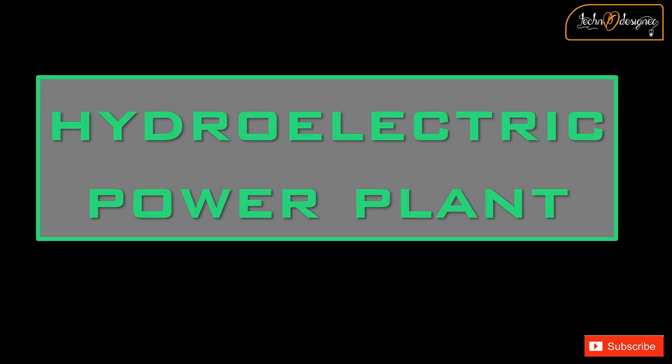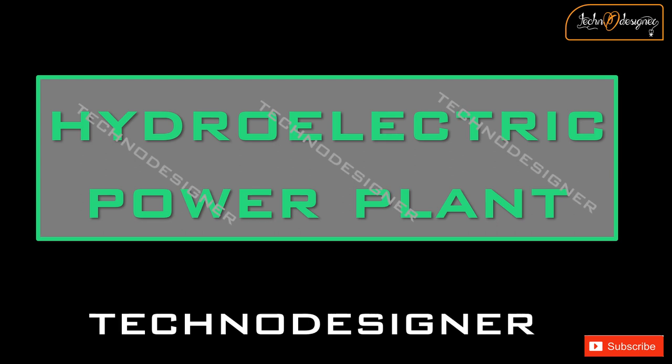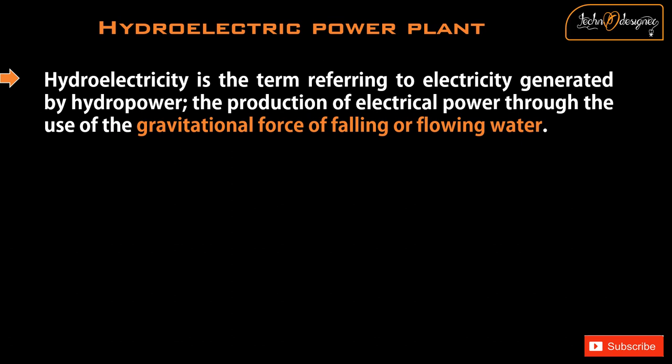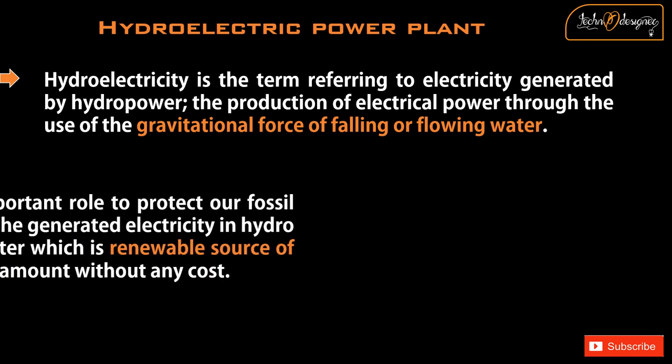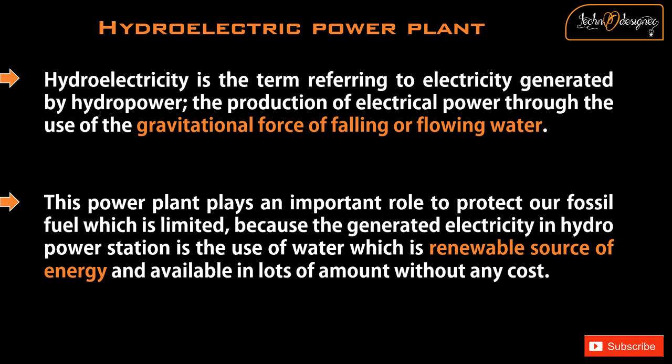Hydroelectric power plant. Hydroelectricity is the term referring to electricity generated by hydropower, the production of electrical power through the use of the gravitational force of falling or flowing water. This power plant plays an important role to protect our fossil fuel, which is limited, because the electricity in a hydropower station is generated using water, which is a renewable source of energy and available in large amounts without any cost.